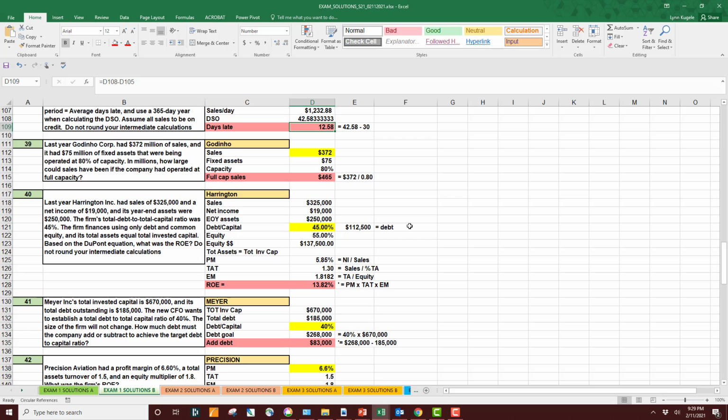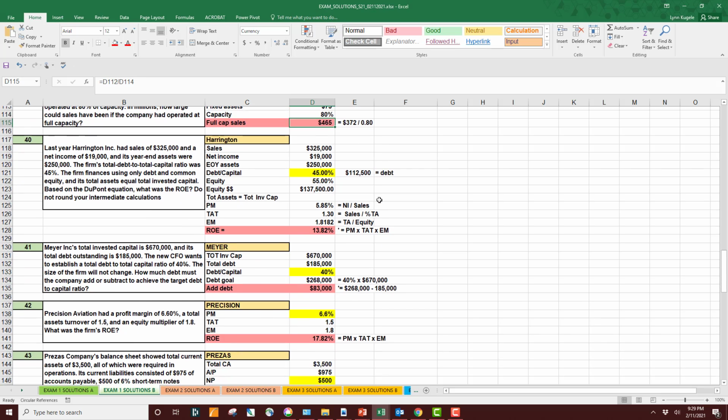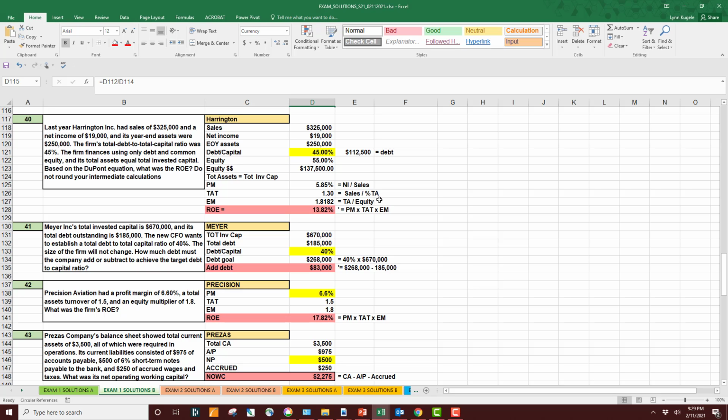Godinco Corporation, $372 million of sales, $75 million of fixed assets, 80% capacity. Full capacity, 372 divided by 0.8. Harrington had sales of $325 and a net income of $19,000. Year-end assets, $250,000. Total debt to total capital ratio, 45%. They only use debt and common equity. The question, what's their ROE?